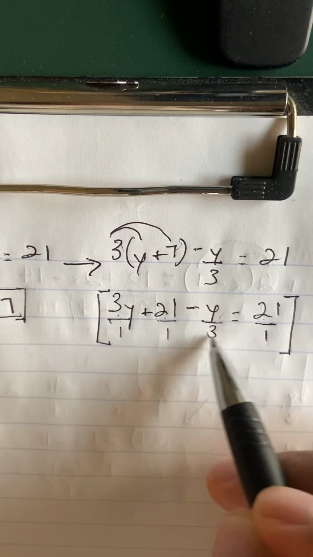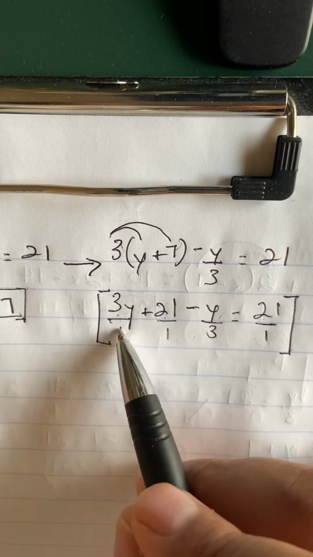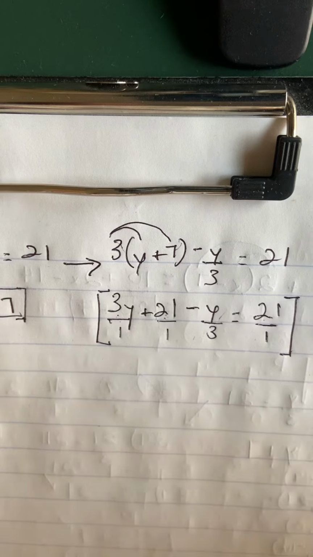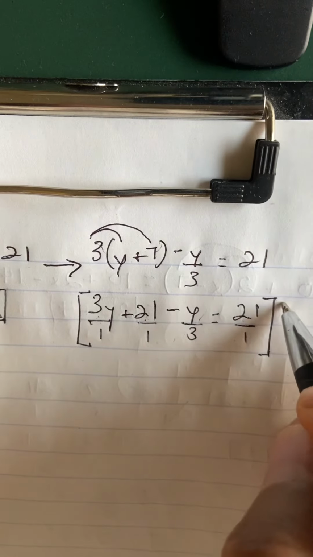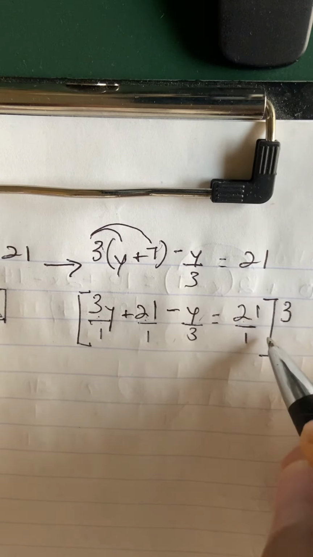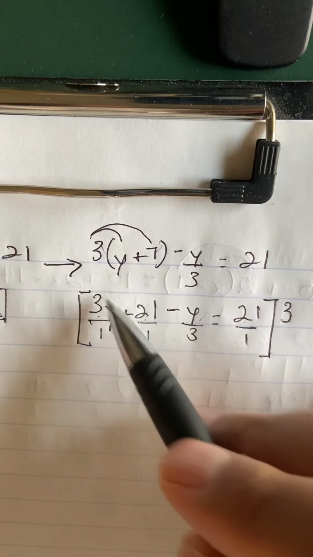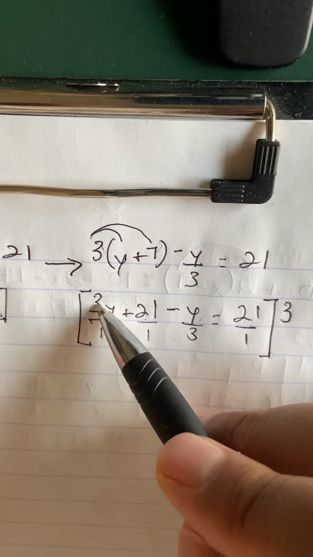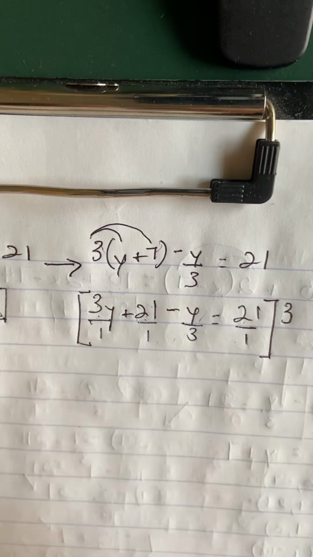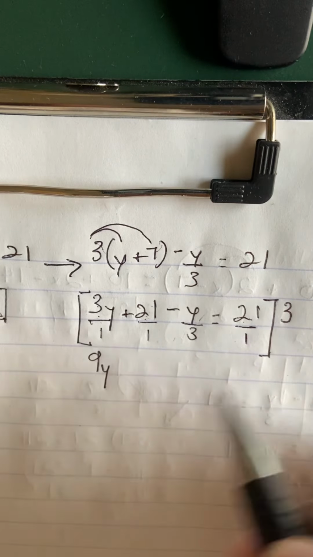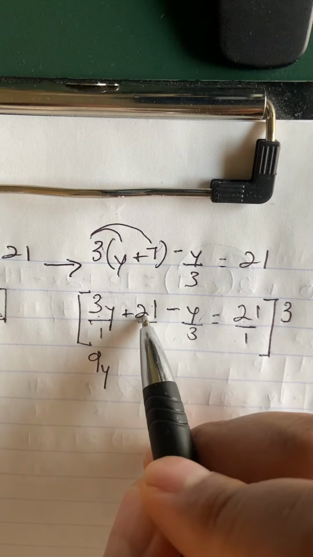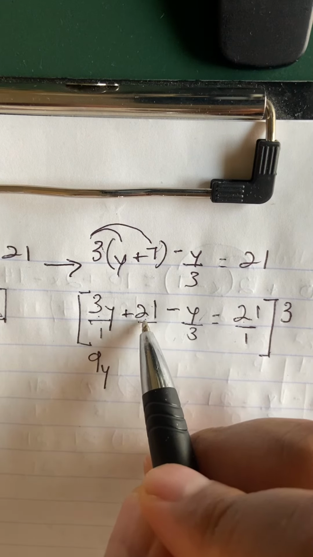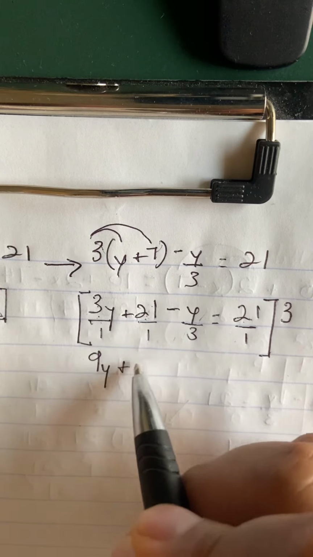Well, one of them was already a fraction. I created these 3 right here. So with that 3, you write it outside of the brackets that I drew, and you multiply each of the 4 terms by 3. So it's going to be 3 times 3y, which is 9y. 9y divided by 1 is just 9y. Then it's going to be 3 times 21, which is 63. 63 divided by 1 is 63.